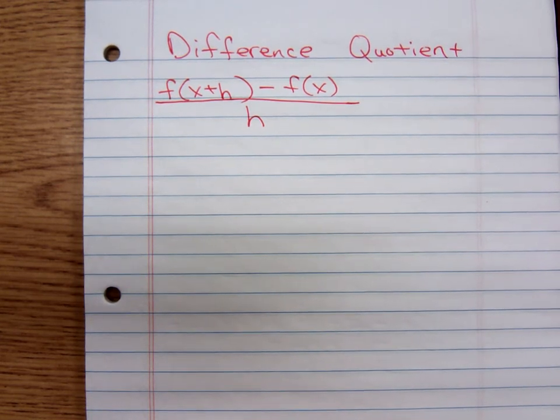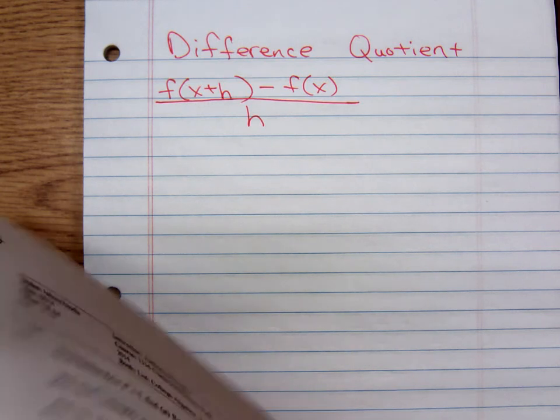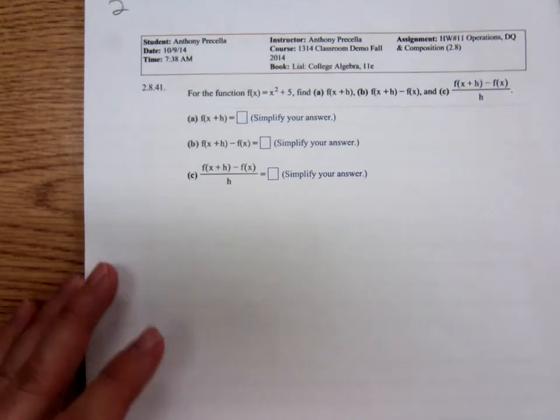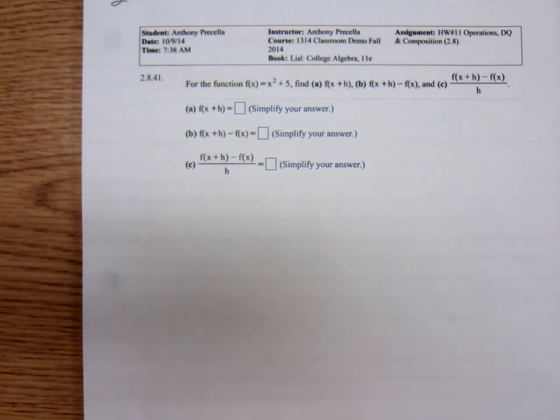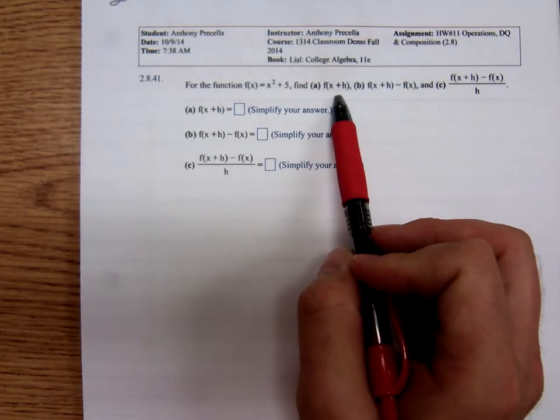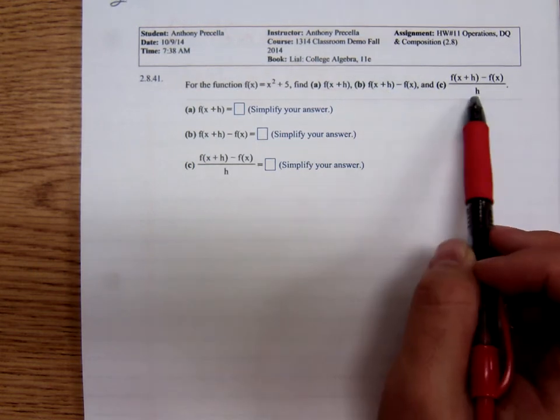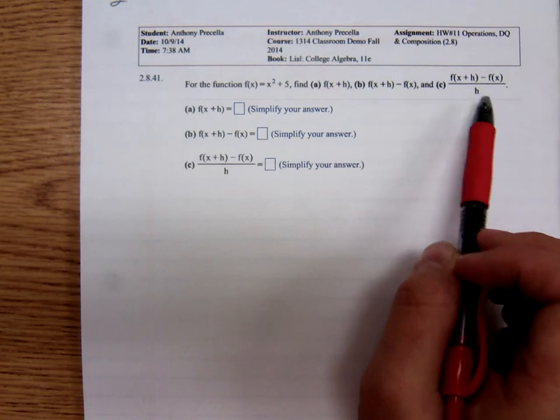And I have a problem here I want to do, involving the difference quotient. We have the function f of x equals 2x plus 5. F of x is equal to 2x plus 5, and there are 3 parts. They want us to find f of x plus h, and then find f of x plus h minus f of x, and then they ask for f of x plus h minus f of x all divided by h. So there are 3 parts.